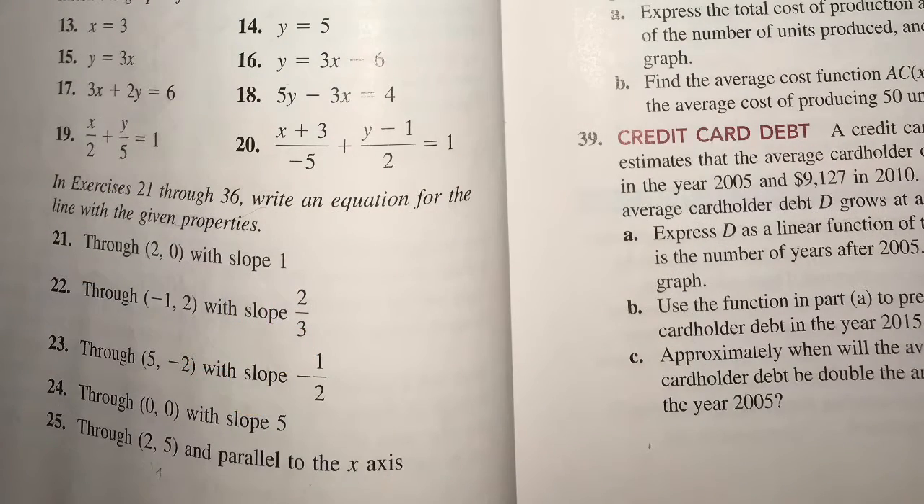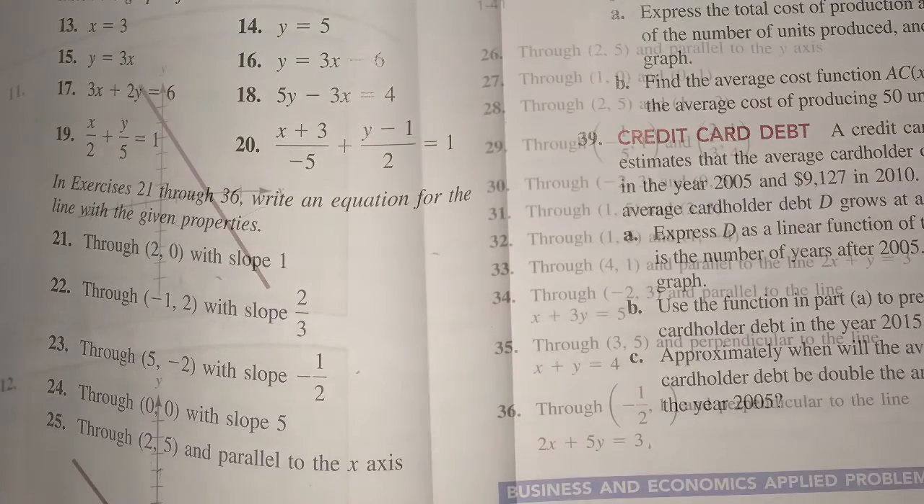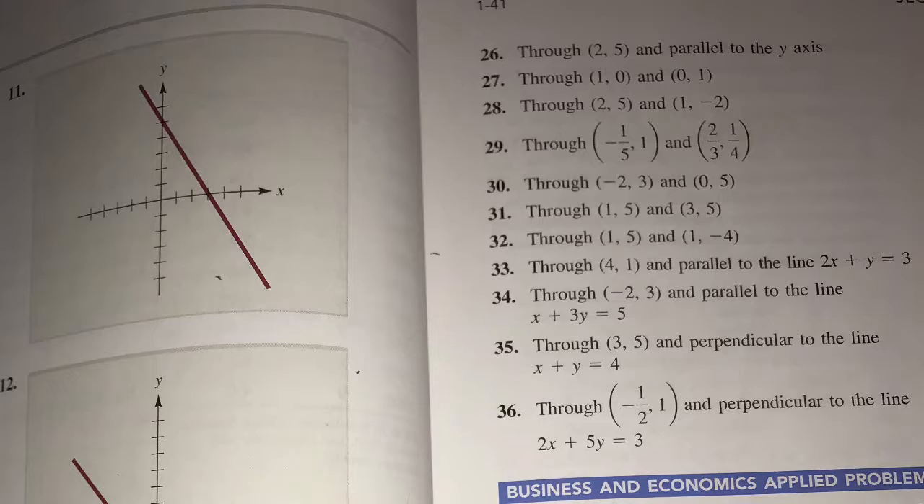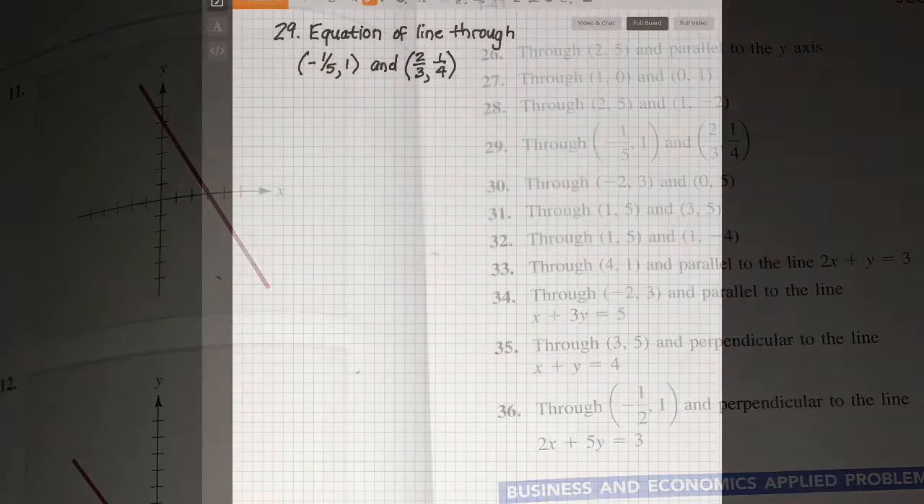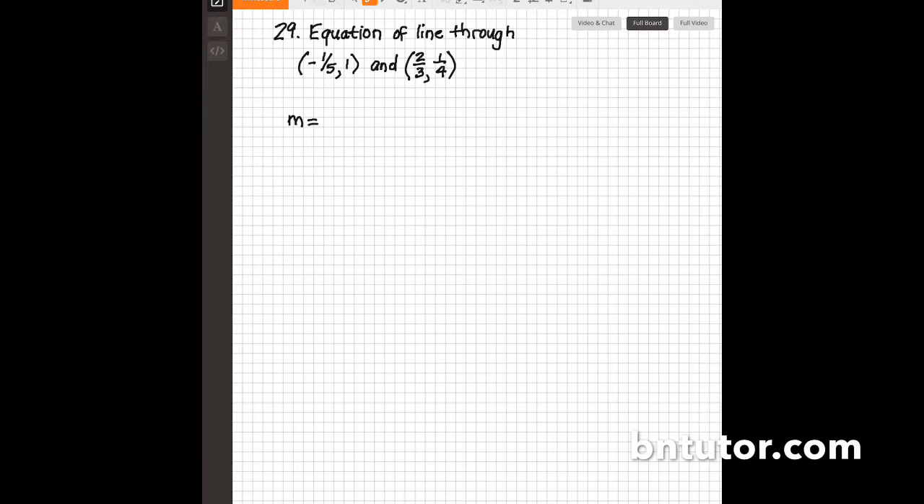This problem asks us to write the equation of a line with the given properties. And in question number 29, those properties are that it goes through the points (-1/5, 1) and (2/3, 1/4). We'll start by calculating the slope.